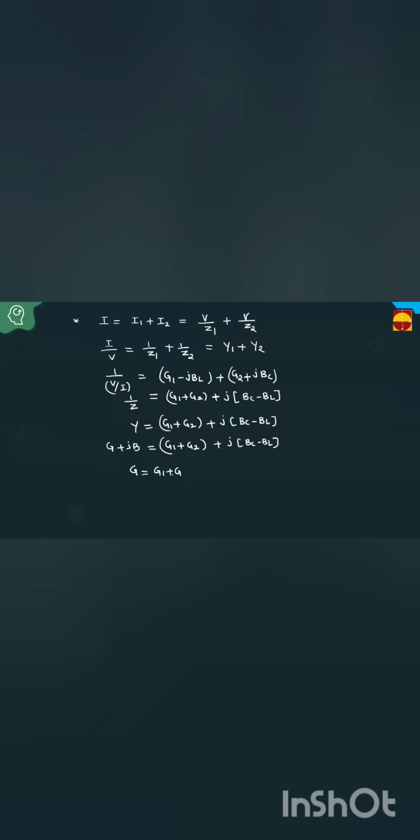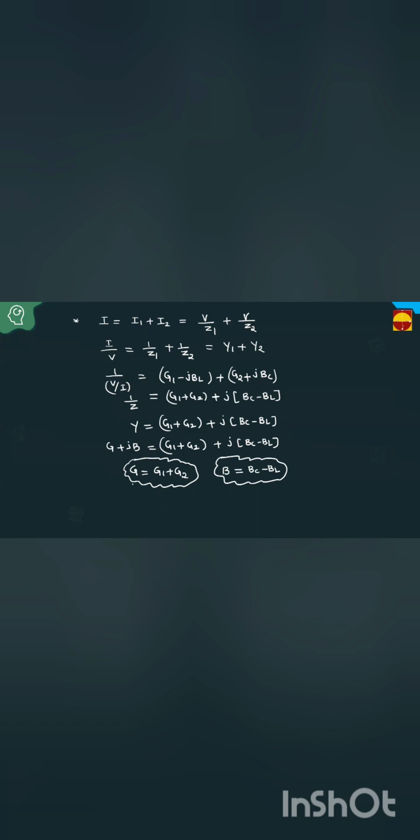That is a series RL circuit and a series RC circuit connected in parallel. Then for the resultant, what is the conductance? Directly you have to take G1 plus G2. What is the resultant susceptance you have to take, students? BC minus BL. The resultant susceptance is equal to BC minus BL. So that you have to consider.